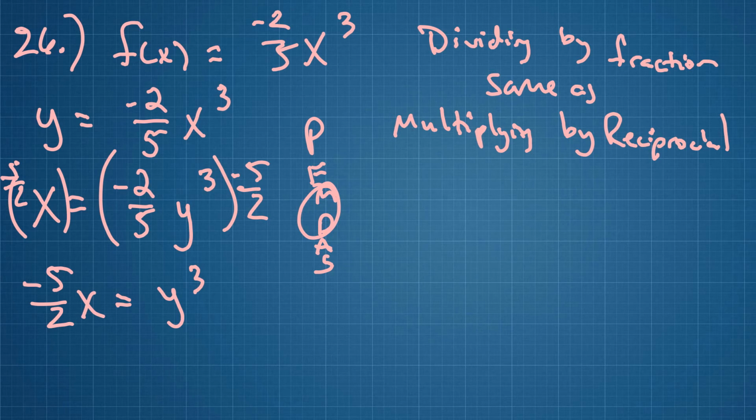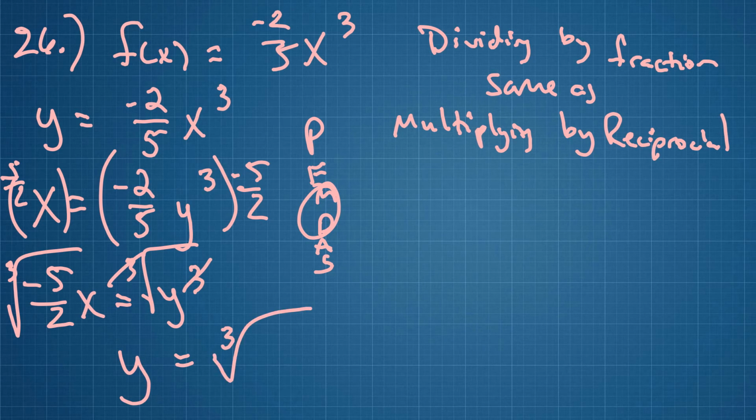Now I'm allowed to take the cube root of both sides. That's why there's a little 3 there. So I end up with y equals the cube root of negative 5/2 x. The book leaves it just like that. I'm okay with that. If you want to take the negative out right away, you can. You could simplify the radical if you really wanted to, but the book leaves it like that, so I'll take it like this.